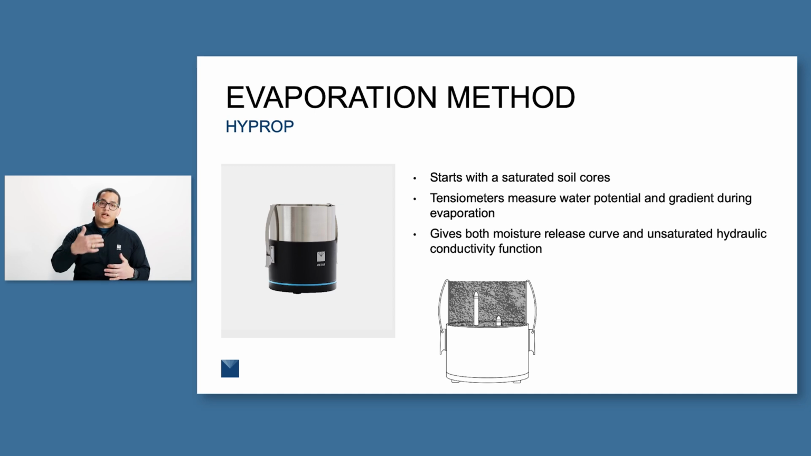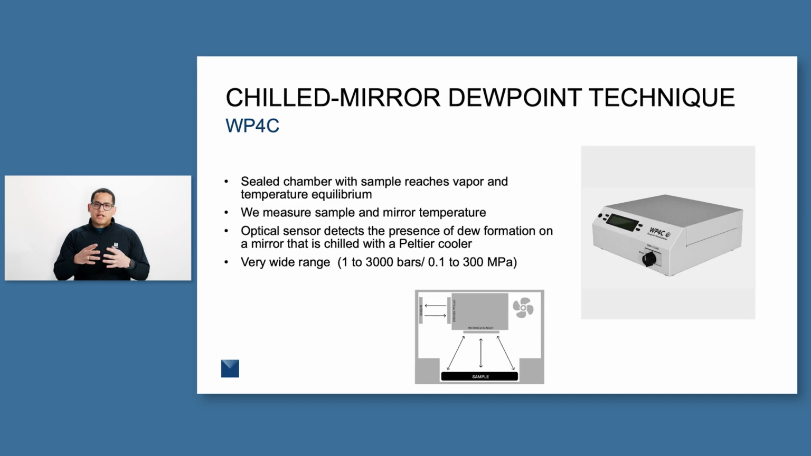One challenge with the HYPROP is it is somewhat limited in its range. Tensiometers are more so wet end tools for making the measurement on the soil moisture release curve, as I showed in the graph before. Because of that, we need to combine this device with another method. The device that we like to combine it with is based on the chilled mirror dew point technique. Again, one of the common tools used for making that measurement is the WP4C. You can see an example of what that looks like here.